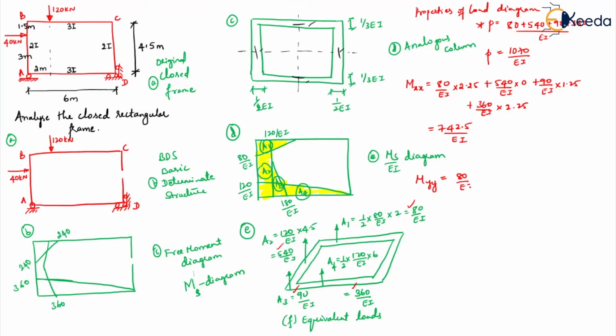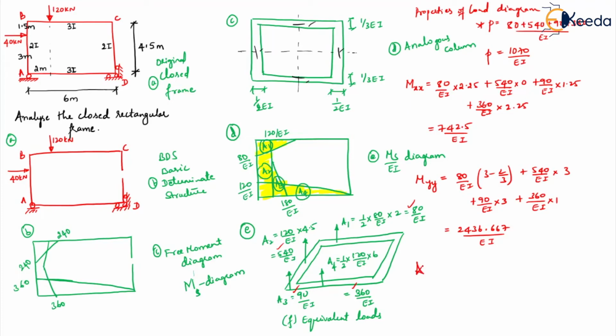Similarly, you do for MYY. So 80 by EI into 3 minus 2 by 3 is 540 by EI into 3 plus 90 by EI into 3 plus 360 by EI into 1. Perpendicular distances. These are for the YY axis. Okay. So it will give you a value 246.667 by EI. So that's your MXX and MYY.